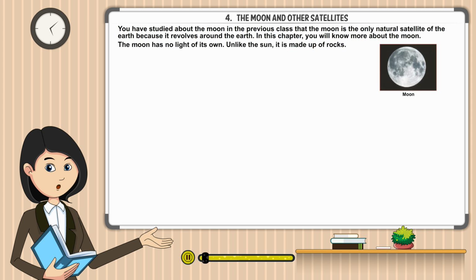The Moon has no light of its own. Unlike the Sun, it is made up of rocks. It shines because it reflects the light of the Sun that falls on it.